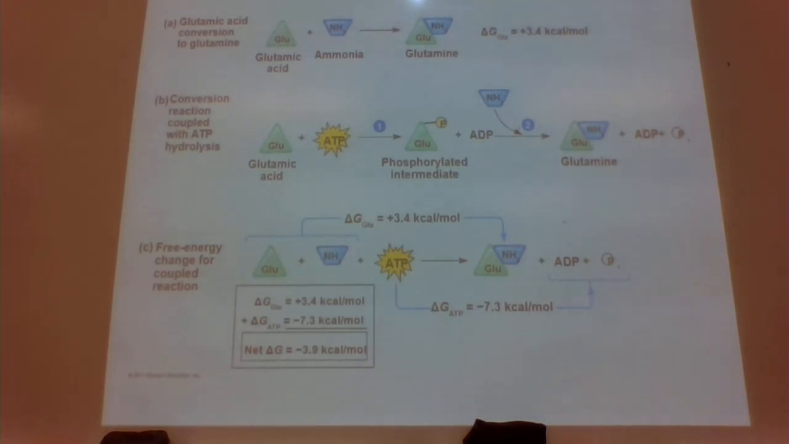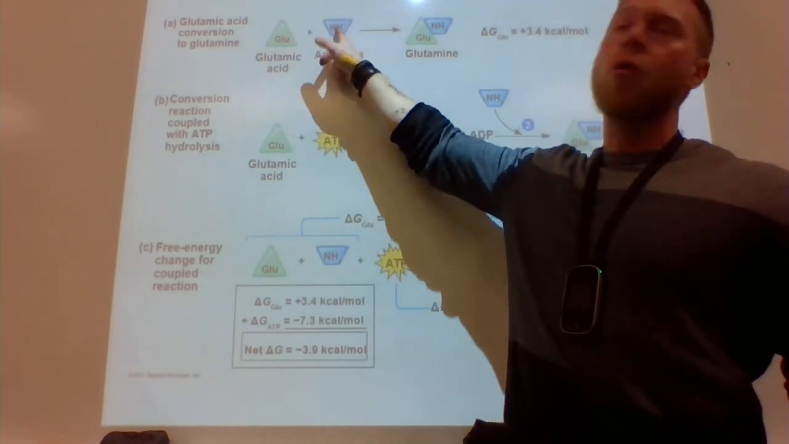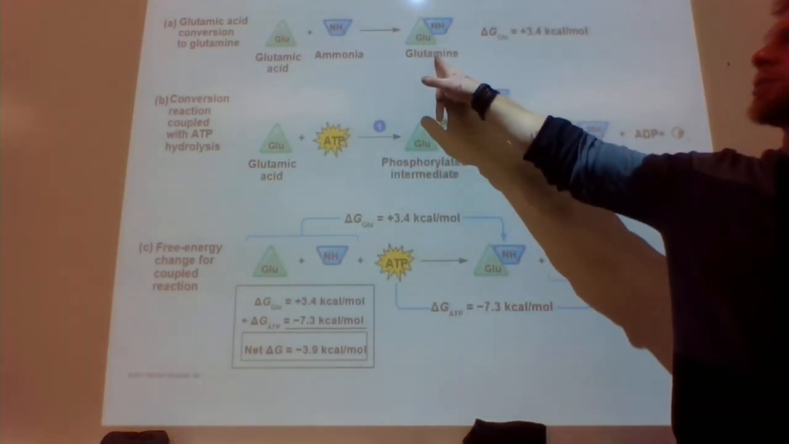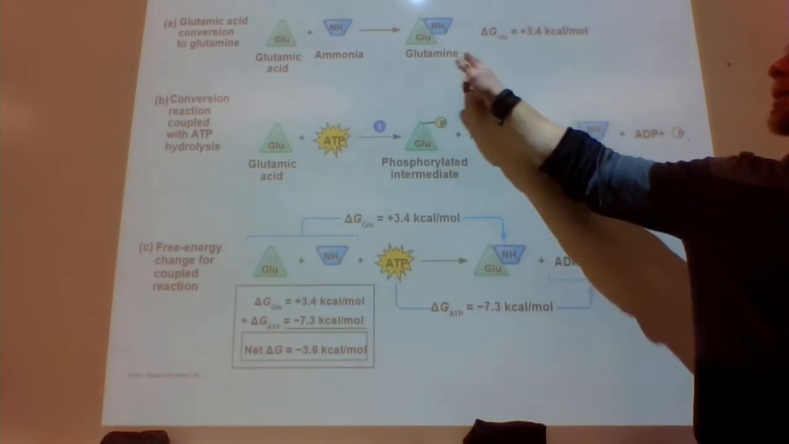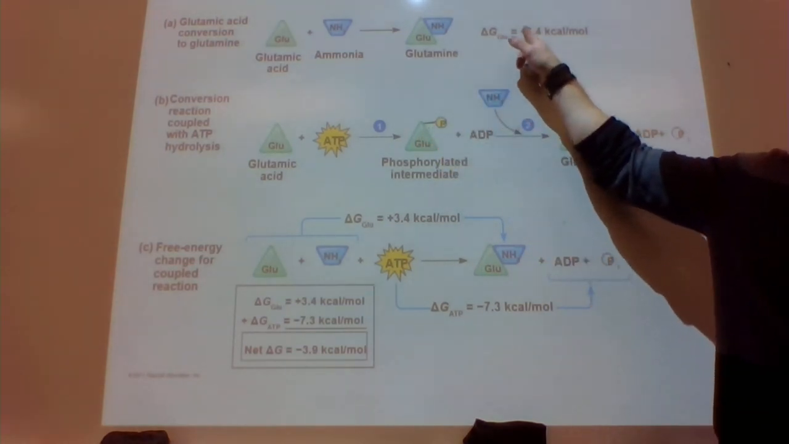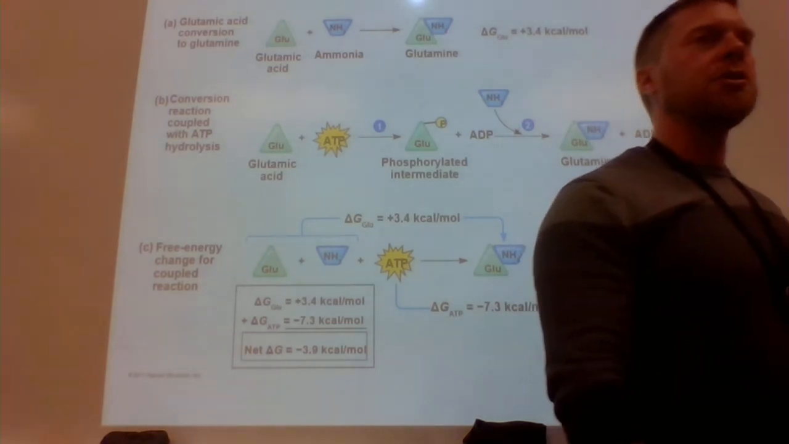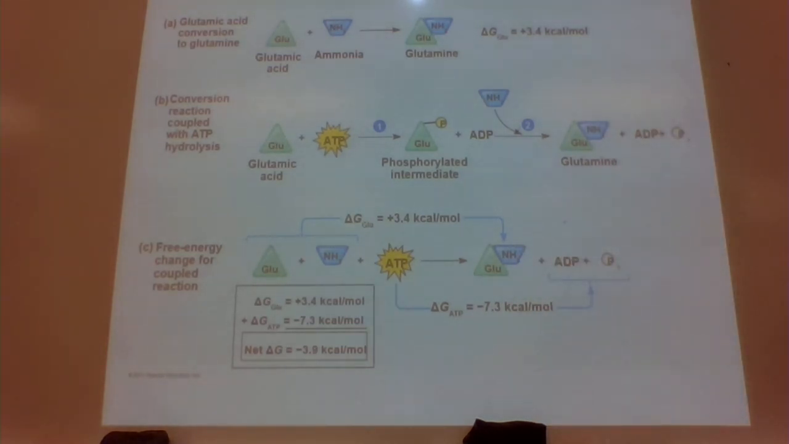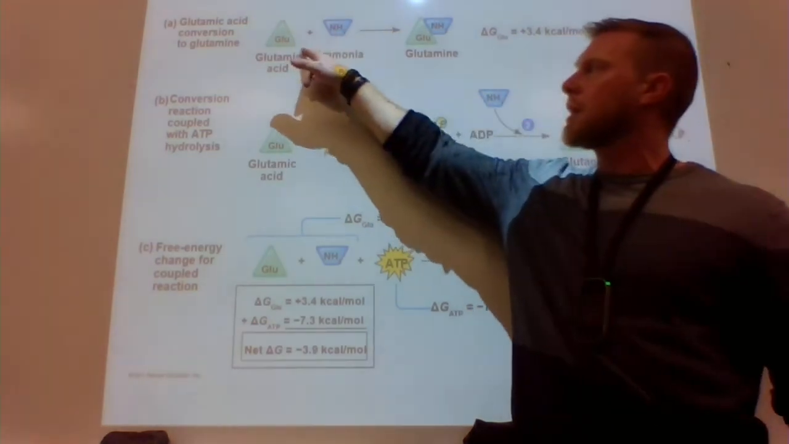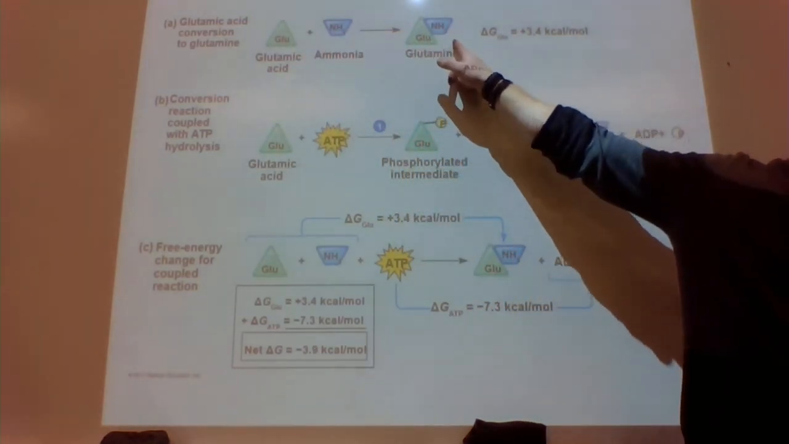So I have a chemical reaction on the board. Don't write anything, just look at the board, follow along, all right? So here we have a chemical reaction. You take glutamic acid, you're adding ammonia, and you're making what's called glutamine. To do this, you have a positive 3.4 delta G. So is that reaction endergonic or exergonic? It's endergonic, right? It's investing, it's consuming energy to put these two things together and to build something. Do we all see that?